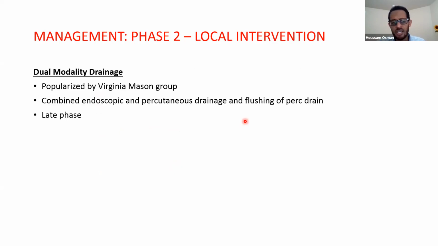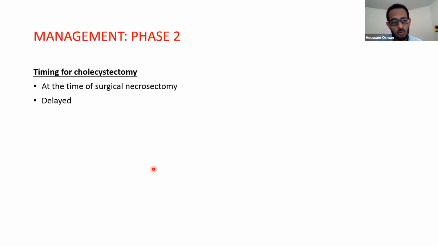Okay. The other is dual modality drainage, which even here in the United States is known in the Virginia Mason group, a group in Seattle. They do a percutaneous drain and an endoscopic drain, and then they flush and irrigate, and I believe that worked. That's the only center that actually managed to have a positive outcome from that approach. All other centers did not really have good results with that.